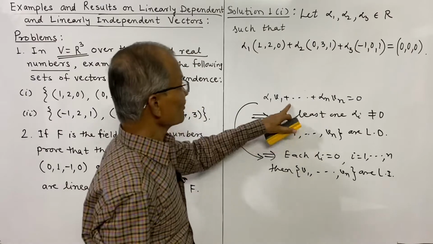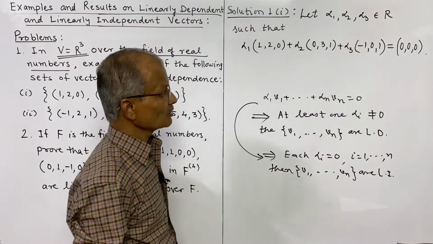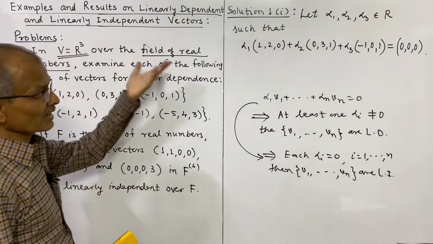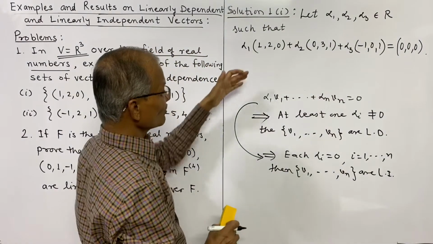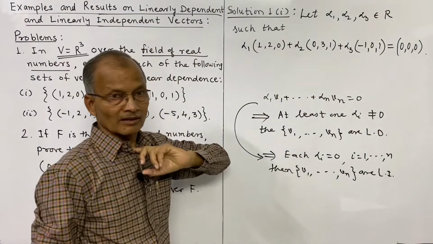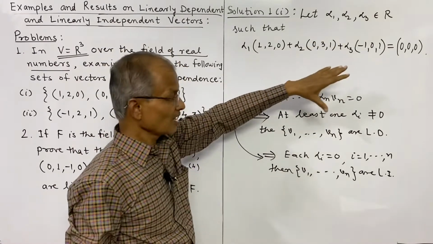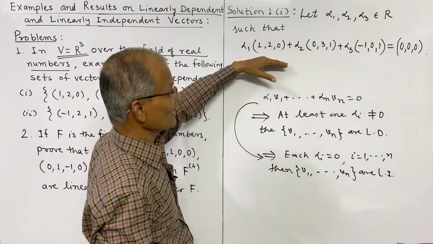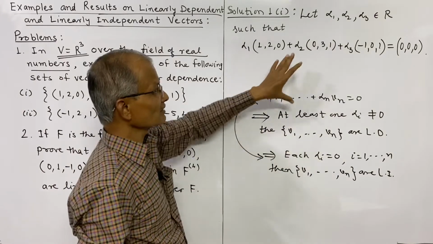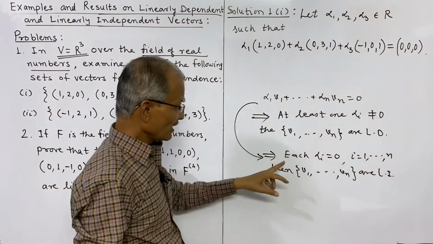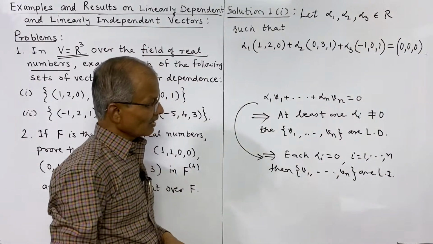So this is the equation we have written: alpha 1 v1 plus alpha 2 v2 plus alpha 3 v3 is equal to 0. If 4 vectors are there, we have to extend it with alpha 4 and so on. Now we have to find the values of alpha. Here 3 scalars are there, alpha 1, alpha 2, alpha 3, real numbers. If at least one of them is not 0, then the set is linearly dependent. And if each becomes 0, then the set is linearly independent. So that is to be remembered.